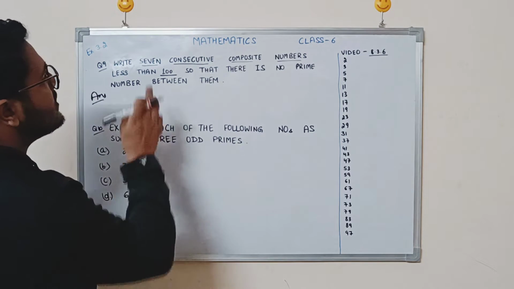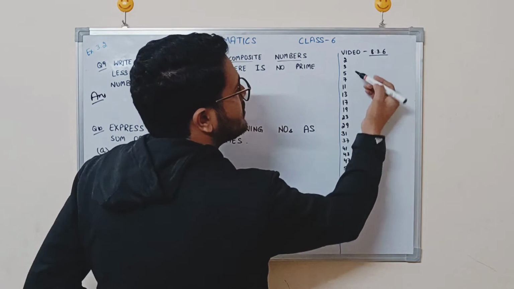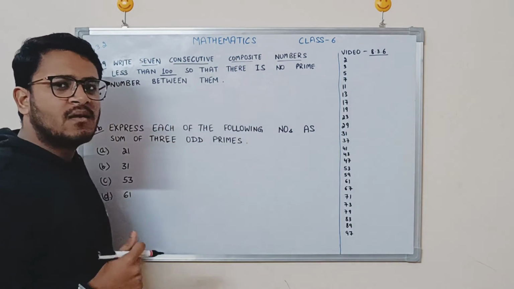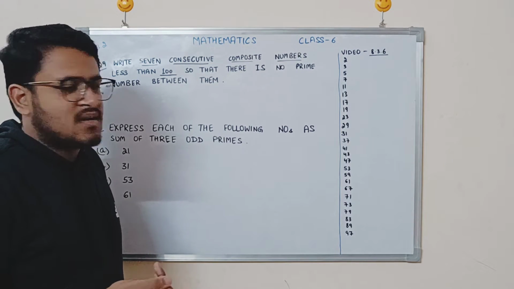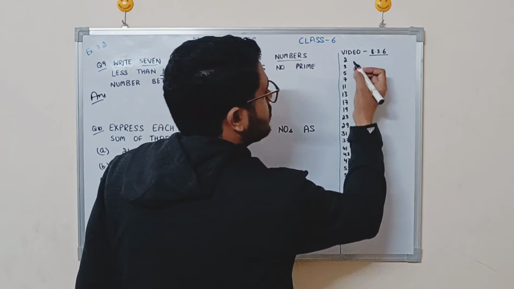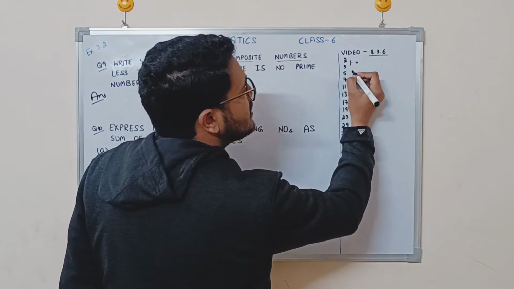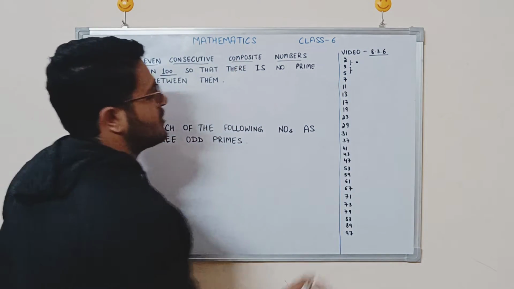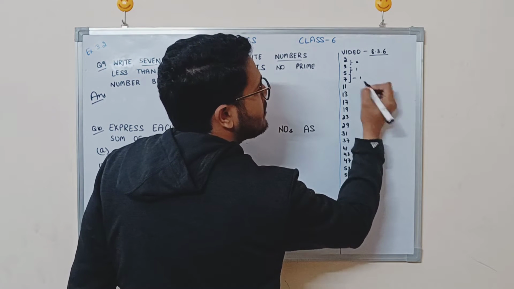So we need to find 7 consecutive composite numbers. Let's come here. First prime numbers are 2 and 3. How many composite numbers are between them? Between 2 and 3 there are no other numbers, right? So there are 0 composite numbers between them. From 3 and 5 we have only 4, which means only one composite number. From 5 and 7 we have 1.